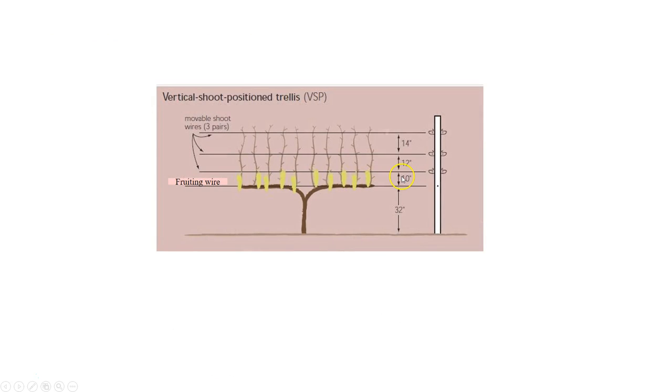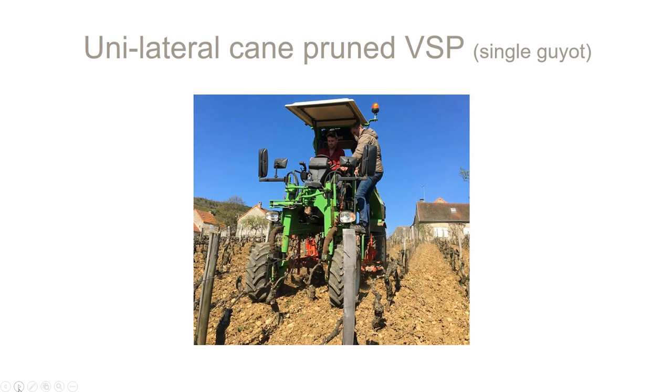This is how it looks. This would be a 3-wire system. Sometimes you can see people will do 2 wires, but you have to take the shoots and position them so they're growing vertically between these wires. So there's a lot of in-season work that has to be done with VSP. A lot of expense to make this thing work. You got to position the shoots, clip the wires together. Yeah, it's a lot of work. And then the expense of the trellis itself is quite high, right?